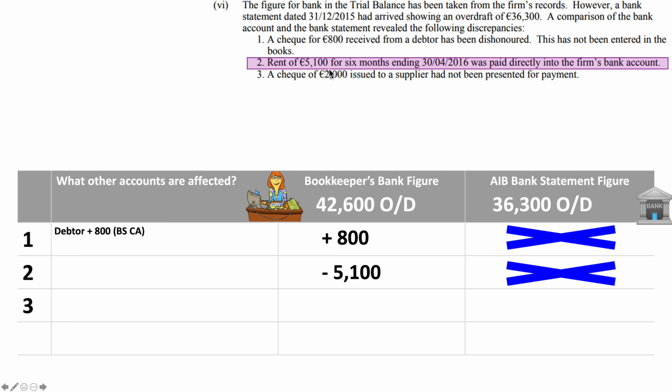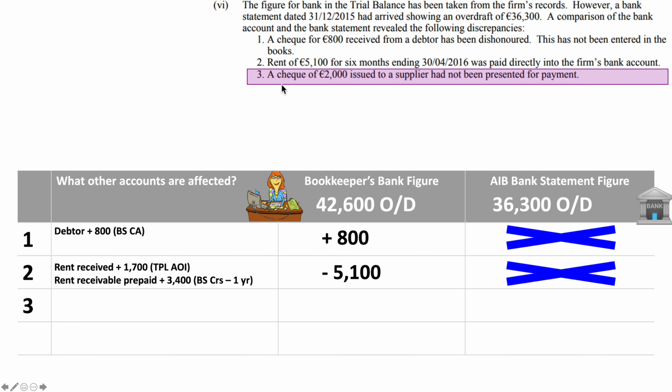So the rent, 5,100, was for 6 months ending 30th of the 4th, 2016. We are doing the books for 2015. So 4 of those months are for the next year. That means 2 of them were for this year. So we have to split that 5,100 up into rent received for 2 months for this year, and rent receivable prepaid 4 months for next year. So we've got rent received, add 1,700 in add operating income there, and then we've got rent receivable prepaid, add 3,400, and that goes into creditors minus 1 year.